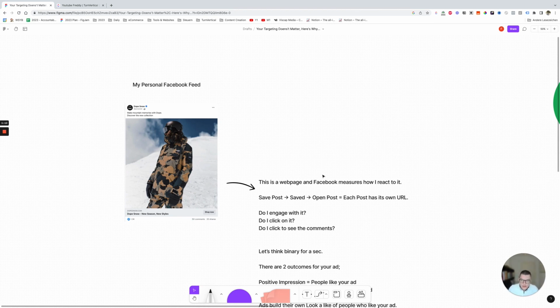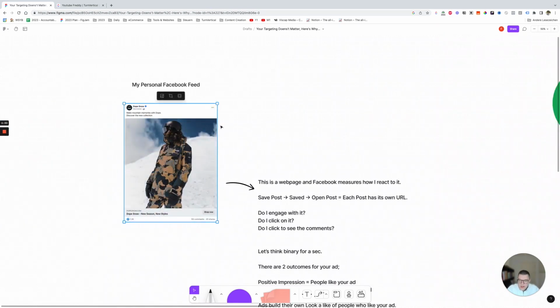And Facebook measures everything on this web page. Do you engage with it? Do you scroll past it? Do you click to see the comments? Maybe do you click on learn more if there's more ad copy? Do you click on the shop now button? Do you zoom in on this picture? Do you click on these three dots? Whatever you are doing on this page, Facebook measures it.